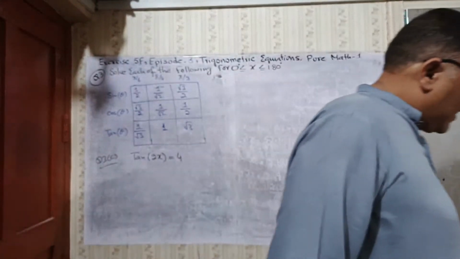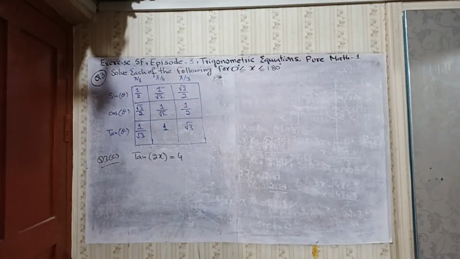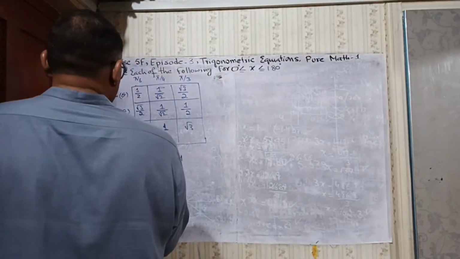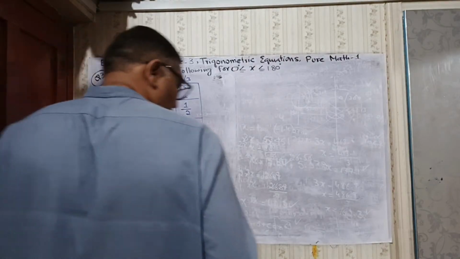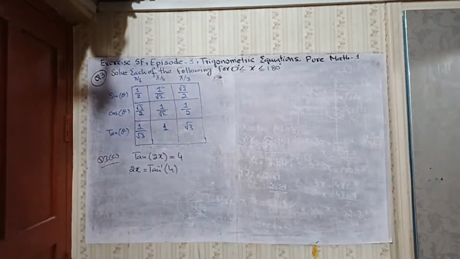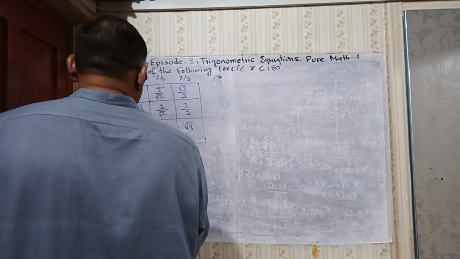We have to find the values of x from 0 to 180. So what we will do? We will bring that tan to the other side. So you will have 2x equals tan inverse of 4. Then I will use my calculator to find out the answer. With the help of the calculator, shift tan 4 equals 75.96. This is the acute angle.